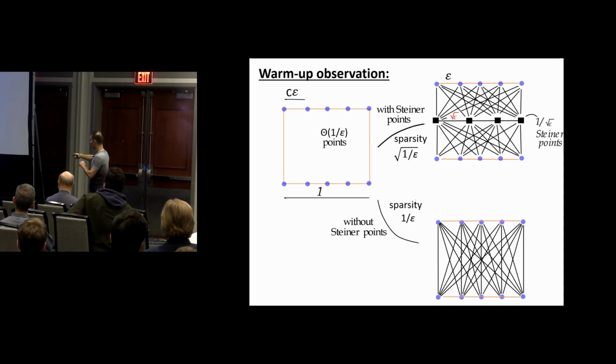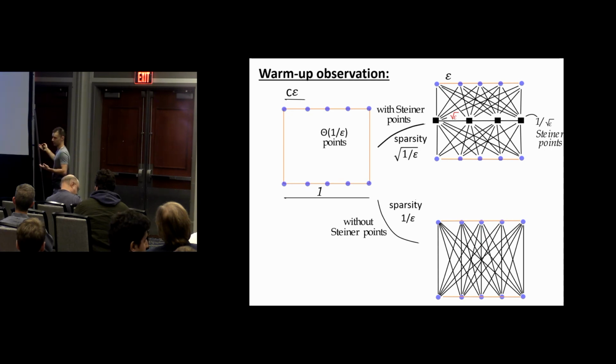What we are doing is replacing this dense structure by a sparser structure. We just connect every Steiner point to every original point, so that original points are not connected directly. They have to go through Steiner points. And it's like a simple exercise to see that this is a 1 plus epsilon spanner. But the number of edges is reduced. The sparsity now is going to be square root of 1 over epsilon.